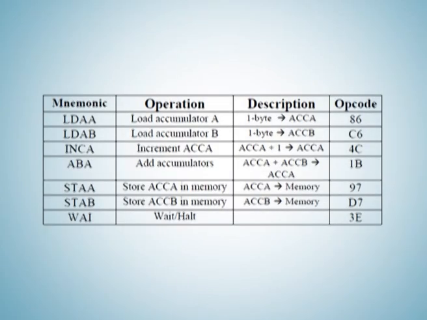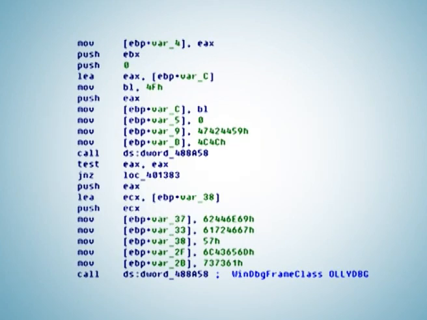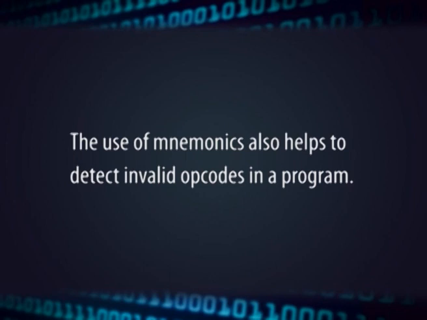or binary format. The number of various mnemonics is smaller as compared to the number of instructions. For example, a single mnemonic MOVE covers a large number of instructions between different pairs of operands in a CPU. However, different opcodes in binary are used for movement of data between different register pairs in the machine language. The use of mnemonics also helps to detect invalid opcodes in the program.